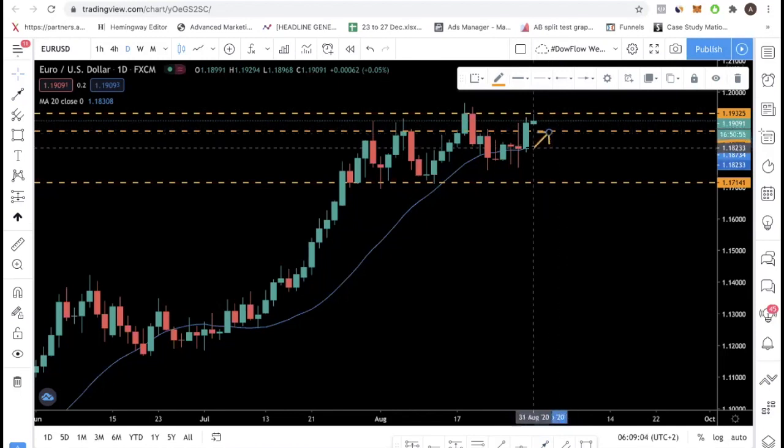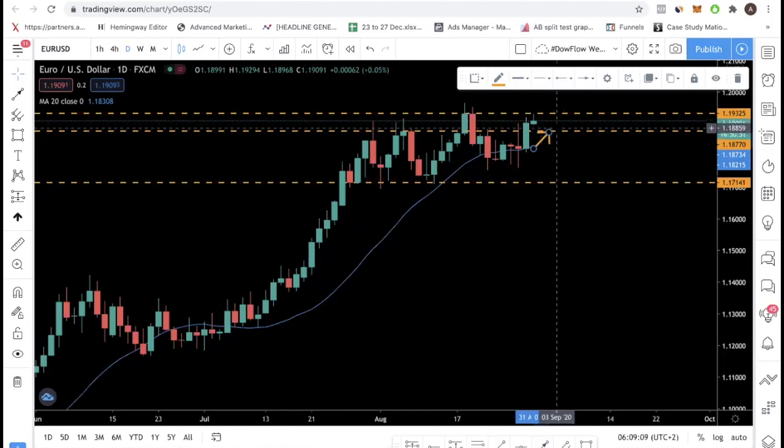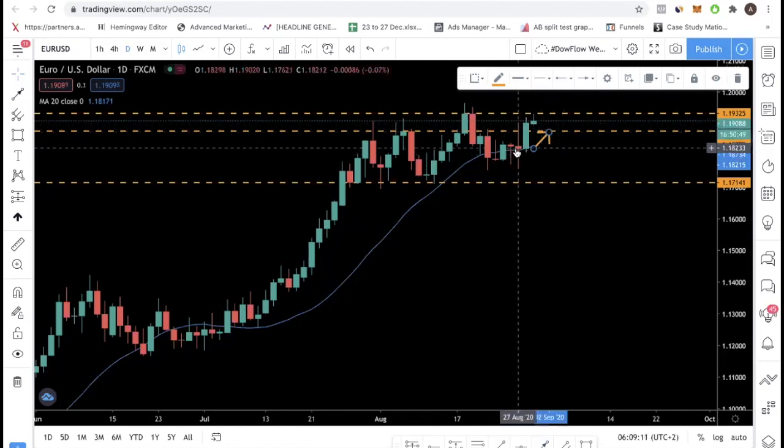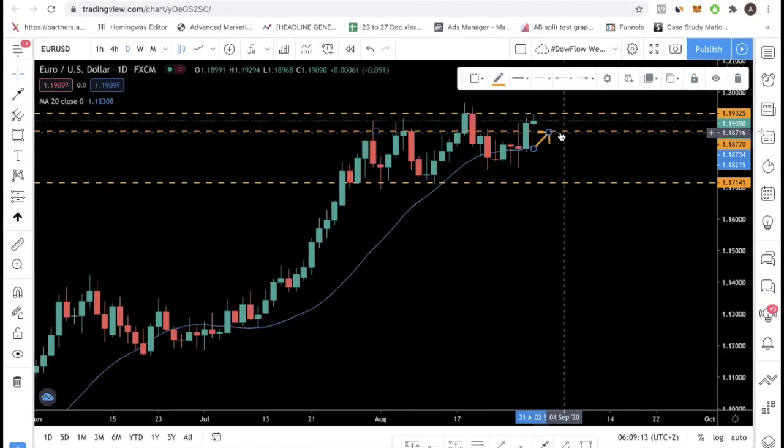So what we want to do is wait for the level to come, and you time the market somewhere here when there is a confluence between your moving average and the horizontal support and resistance level, then that's a higher probability trade setup.